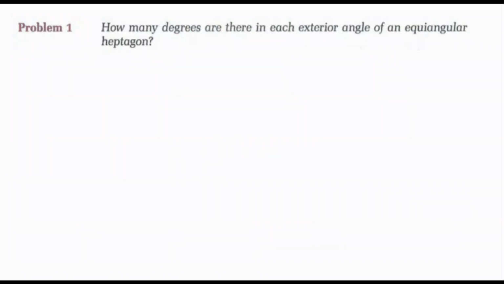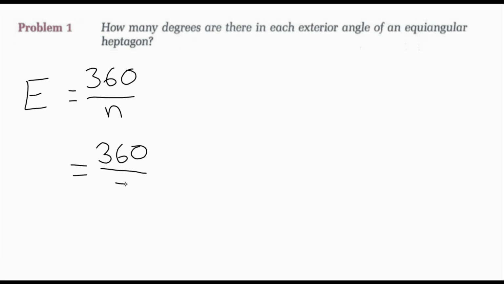Now looking at my sample problems, I have problem 1. How many degrees are there in each exterior angle of an equiangular heptagon? So using my formula for the exterior angles of any equiangular polygon, E equals 360 divided by n. I know a heptagon is 7 sides, so 360 divided by 7 would give me the measure of each exterior angle. 360 divided by 7 is approximately 51.4 degrees, or if I kept this as a mixed number, I could say it's 51 and 3/7 degrees.